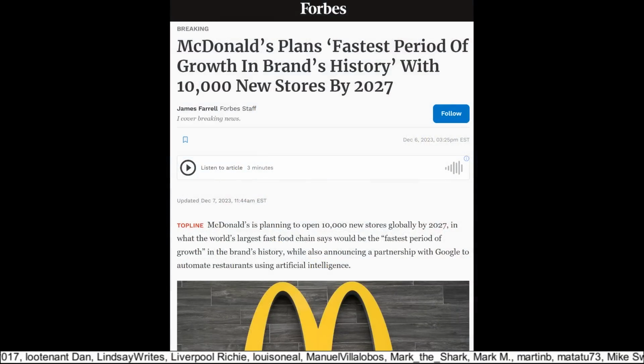This Forbes article that just came out mentions that McDonald's is planning for its fastest period of growth in brand history, with a goal to open 10,000 new stores by 2027. Insane. The article also talks about a new partnership McDonald's formed with Google to automate its restaurants using AI. McDonald's also has other initiatives planned to improve things, such as one to enhance the quality of their food. All in all, I'd not be surprised to see 10% annualized earnings growth out of McDonald's over the next 10 years, though right now I think the stock is too pricey.